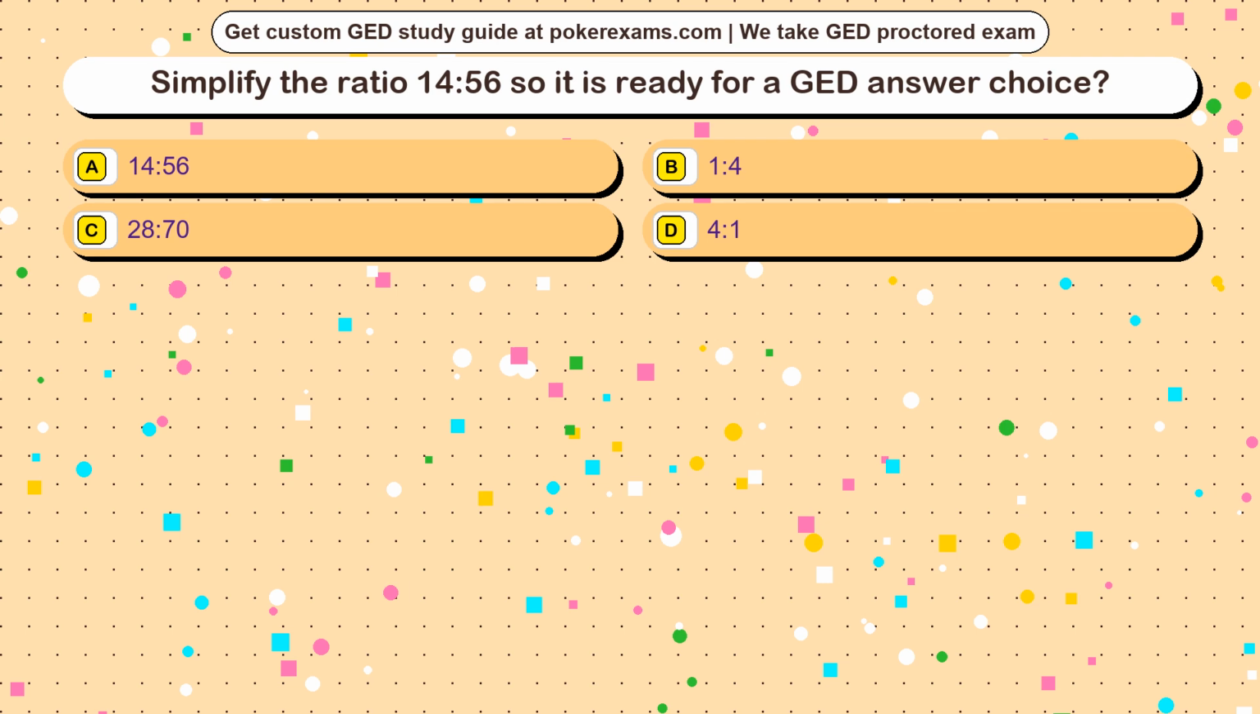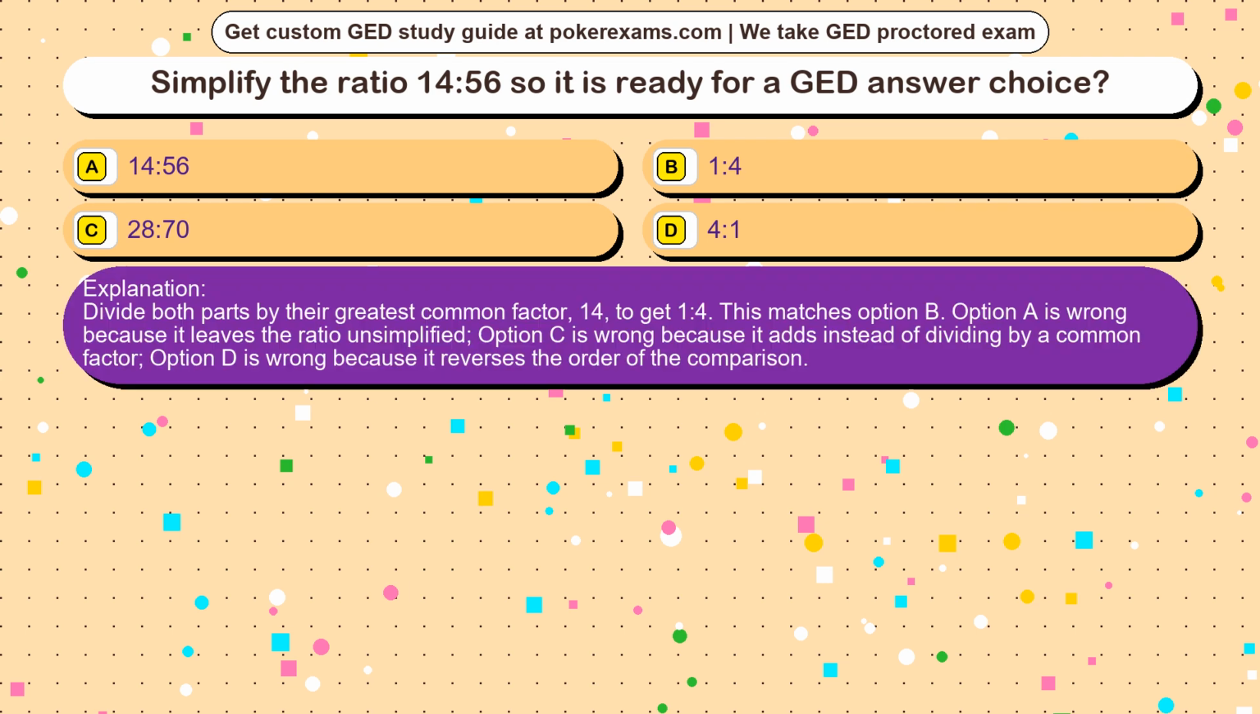The correct answer is option. Divide both parts by their greatest common factor, 14, to get 1:4. This matches option B. Option A is wrong because it leaves the ratio unsimplified. Option C is wrong because it adds instead of dividing by a common factor. Option D is wrong because it reverses the order of the comparison.